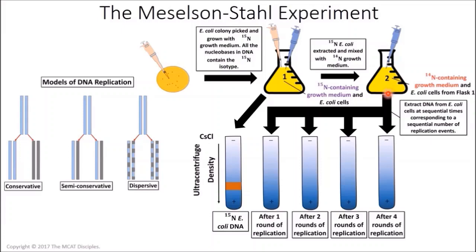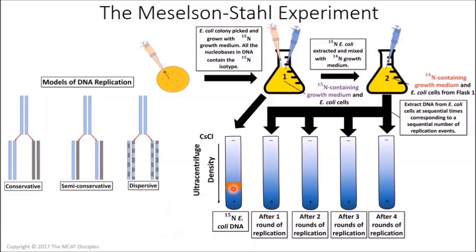Then they extract the DNA from E. coli cells at sequential times corresponding to the sequential number of replication events. So what I'm saying here is that they knew how much time it took to undergo one round of DNA replication. They knew how much time it took to wait for 2 rounds of replication. They knew how long to wait for 3 rounds of replication. And each time they waited, they'd put it in an ultracentrifuge tube, in a sodium chloride gradient, and that would separate the DNA based on size.